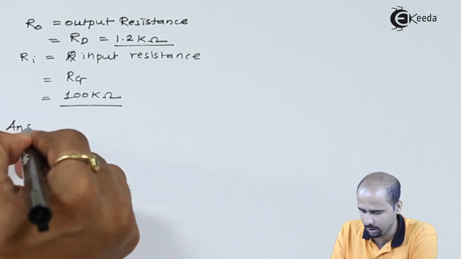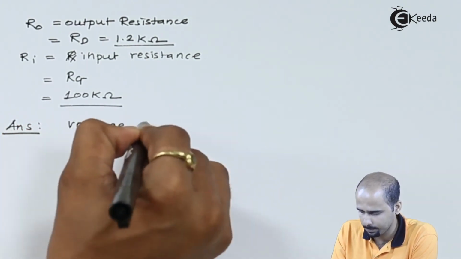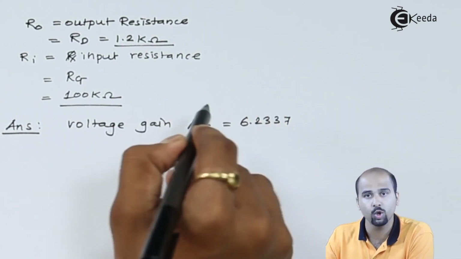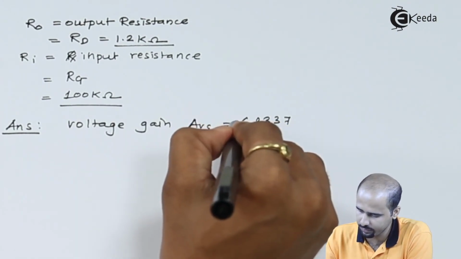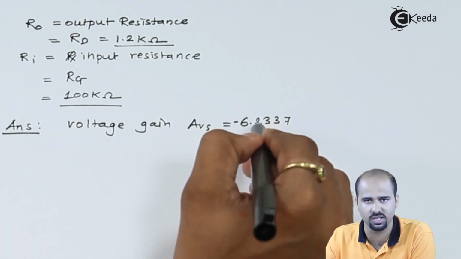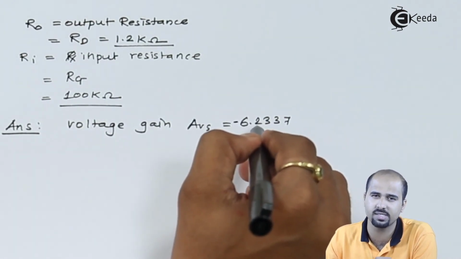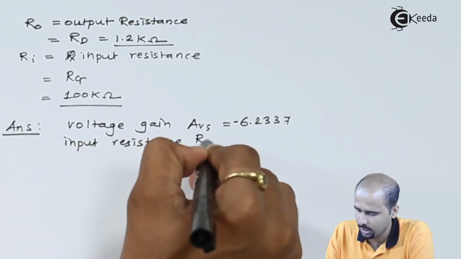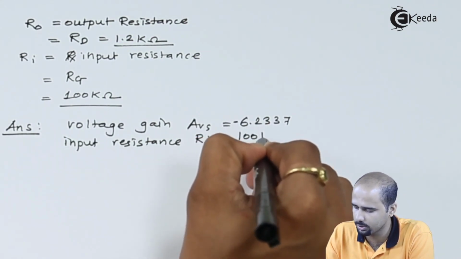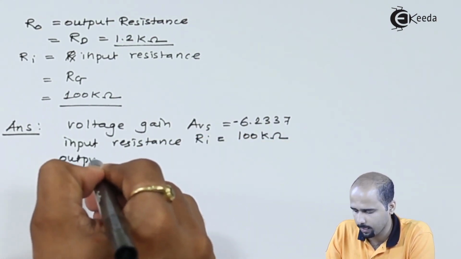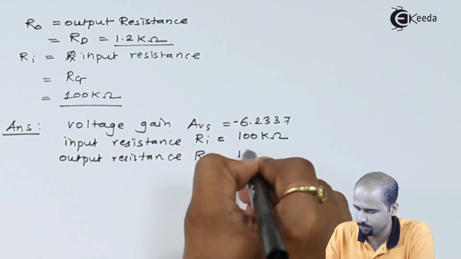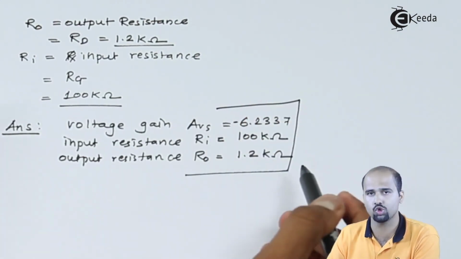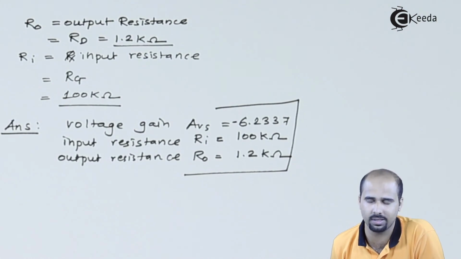So your answer will become: voltage gain AVS is equal to 6.2337, with no unit. You have to put it with a minus sign, because the negative sign represents the phase shift of 180 degrees as far as the CS amplifier is concerned. Then input resistance Ri is equal to 100 kilo ohm, and output resistance is equal to 1.2 kilo ohm. These are the values required as far as the question is concerned.